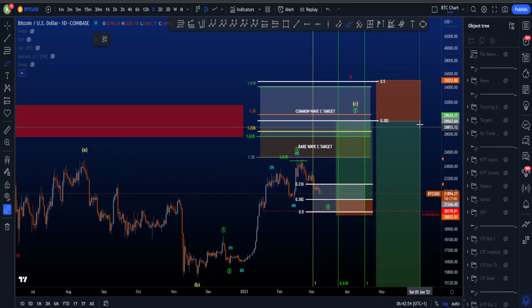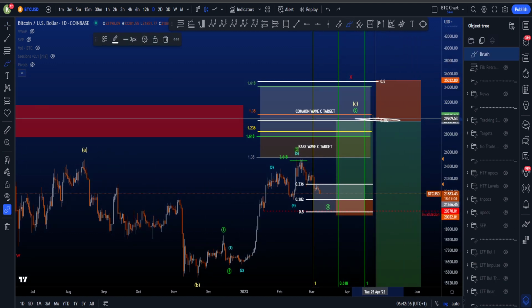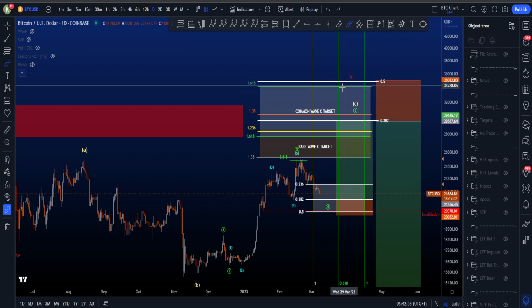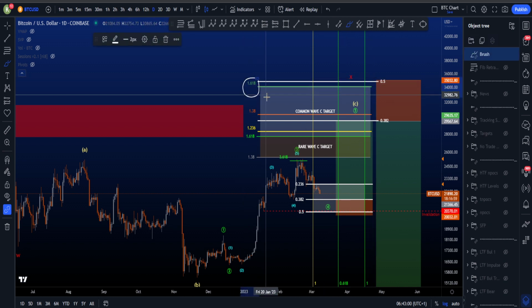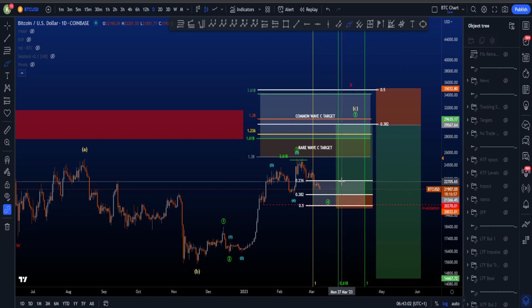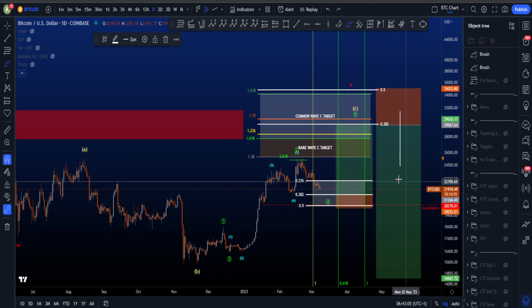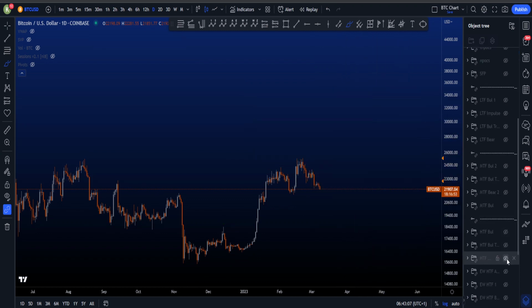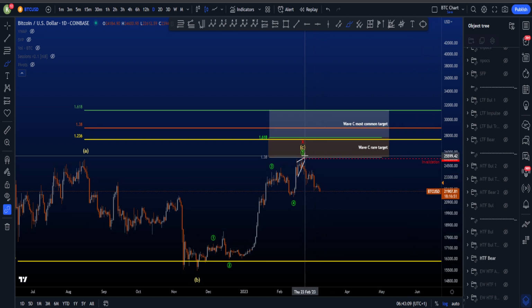And then over here, the second potential trading setup is then entering around this level with the stop loss above the 0.5, which is also above the 1.618, which is the maximum target for this wave C, and then trade it to the downside.